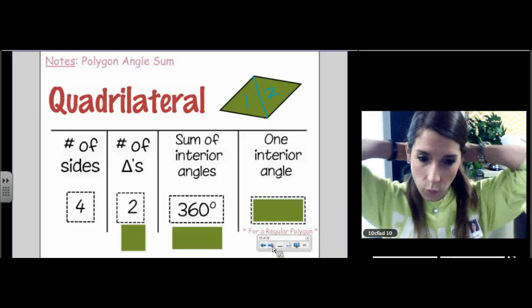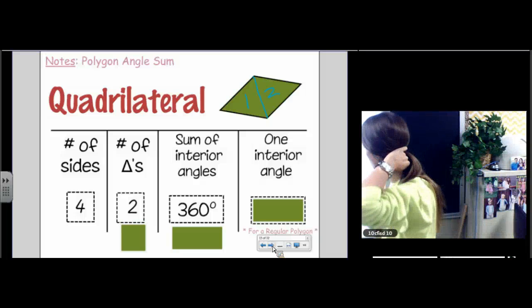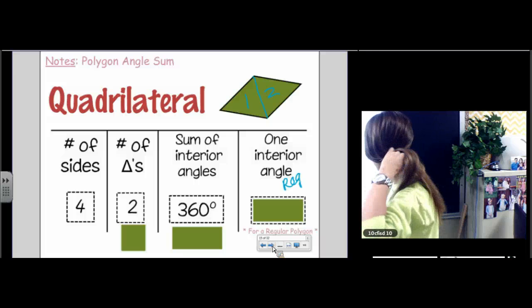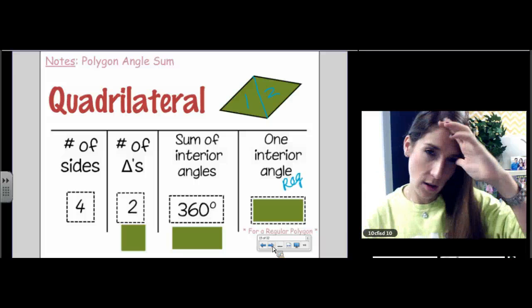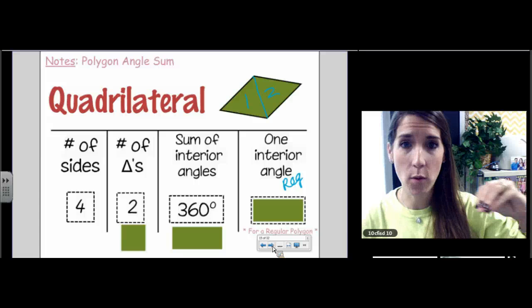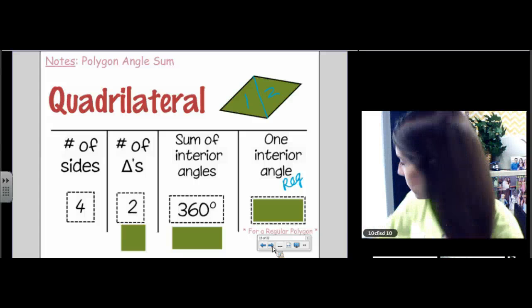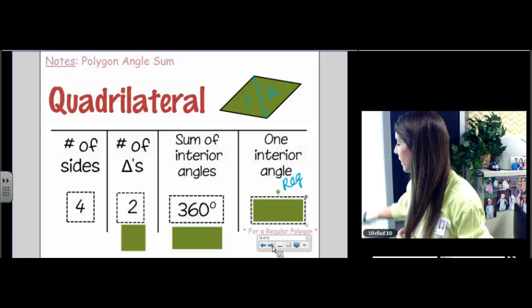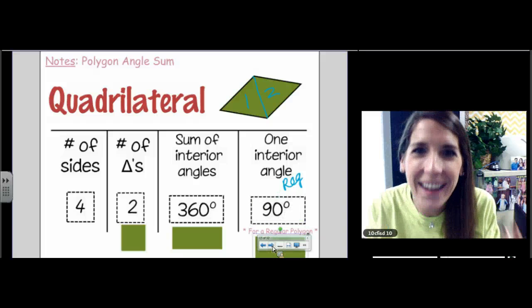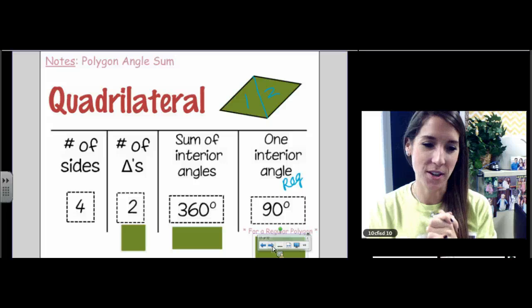And then to find one interior angle, remember this is only if it's regular, you would take the sum and divide it by 4. 360 divided by 4. So if it's a regular quadrilateral, it's a square. If it's a square, all the angles are 90. Next one.